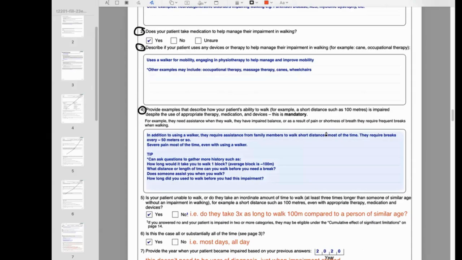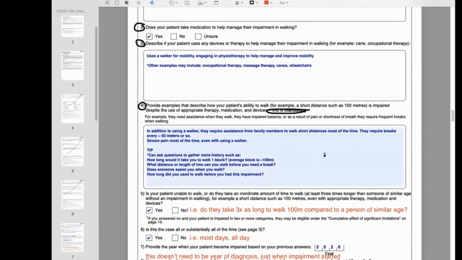And despite use of that appropriate therapy. So this section is mandatory. If we don't fill that out, either it could be rejected or the CRA will come back and ask us to provide those clear examples. And here's where mentioning frequency and severity can be helpful because, again, it just helps them determine that eligibility.